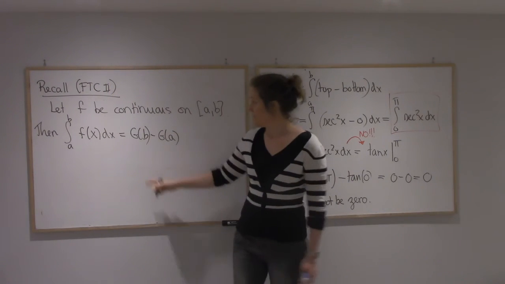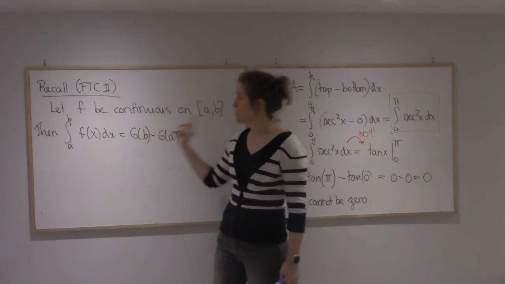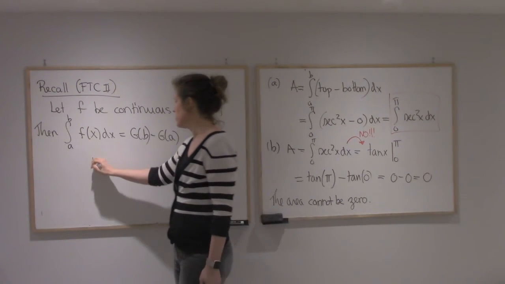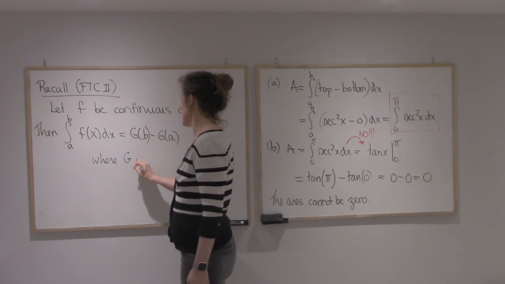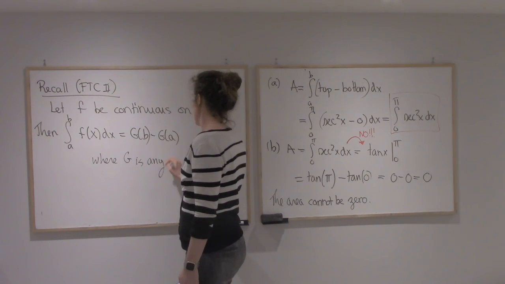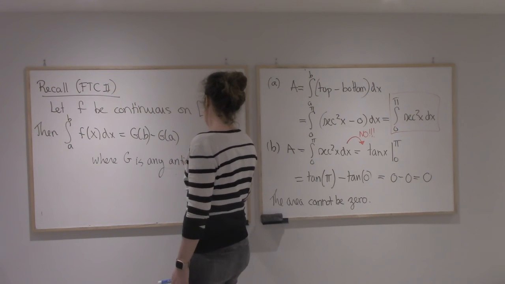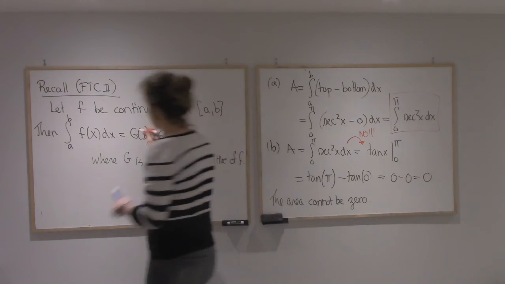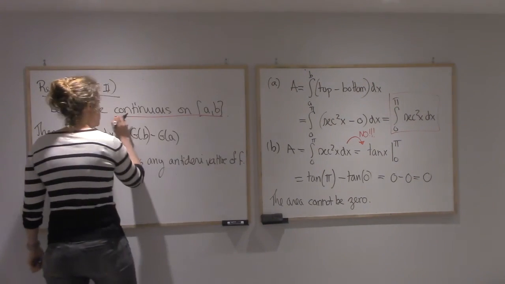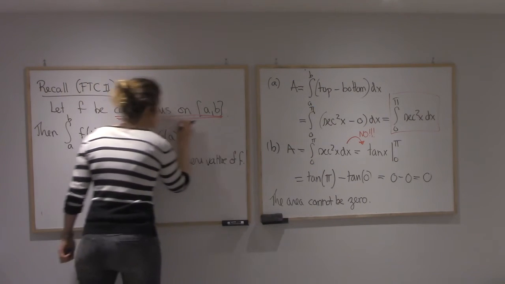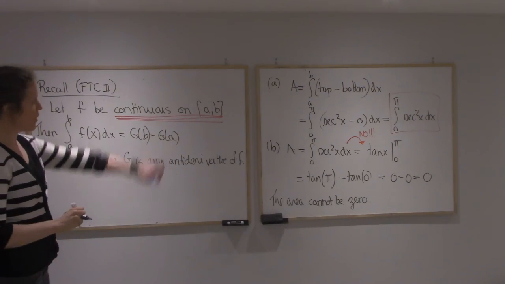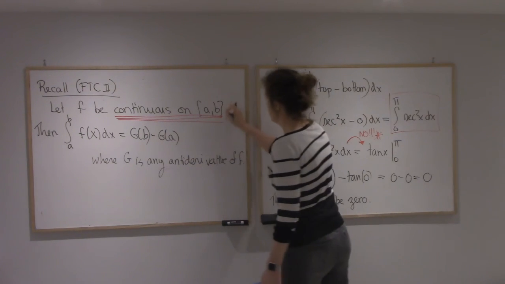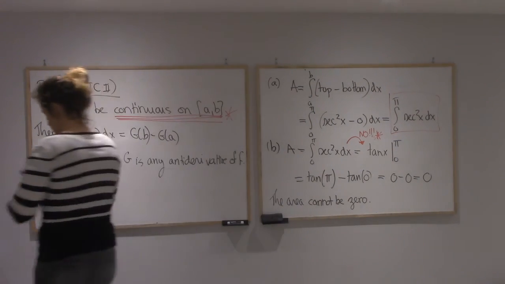So we're told in FTC that if f is continuous on your interval, then if you're trying to integrate f, you should plug in b and a into an antiderivative. So g is any antiderivative of f. This is the point that stops us from using FTC.